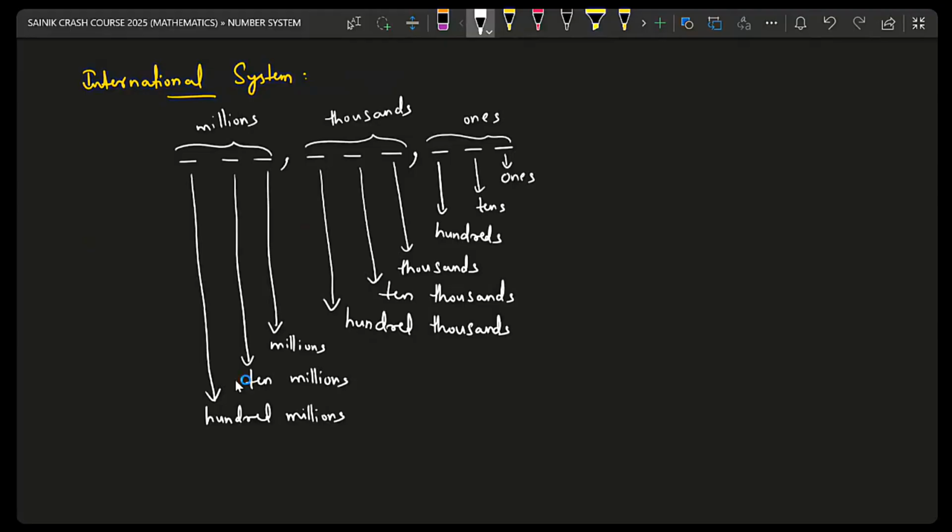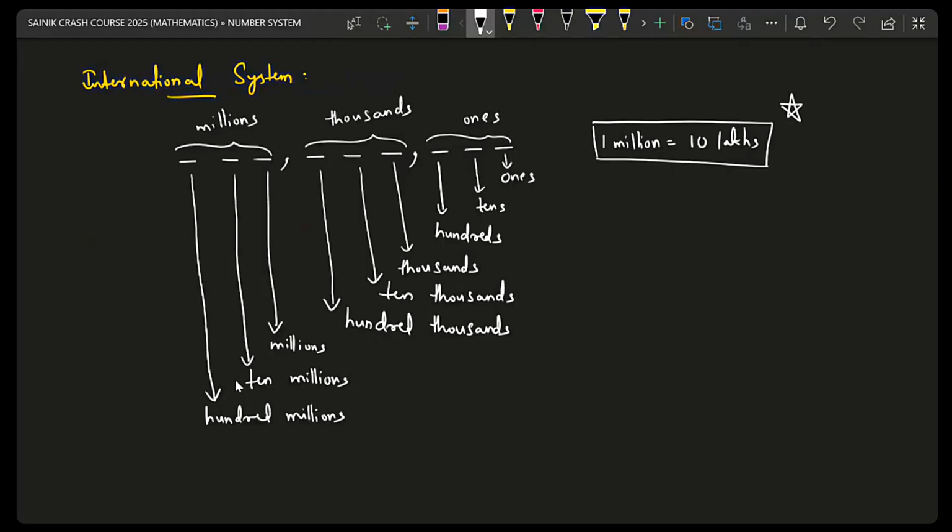One important thing: how do we compare the Indian system and the international system? We compare the numbers using this conversion: 1 million is equal to 10 lakhs. If you just remember this, we can convert from the Indian system to the international system and from the international system to the Indian system. All of you remember: 1 million is equal to 10 lakhs.